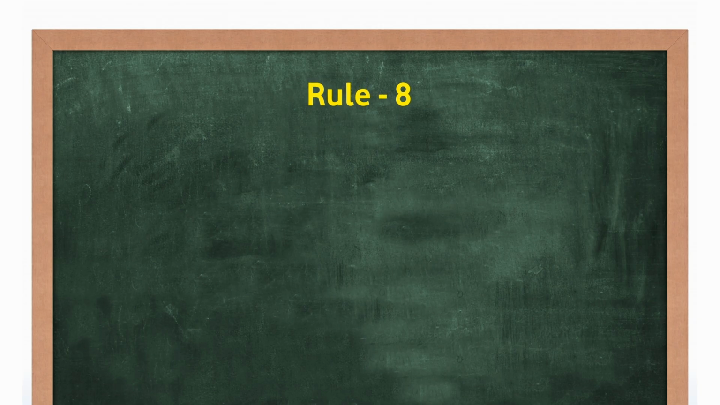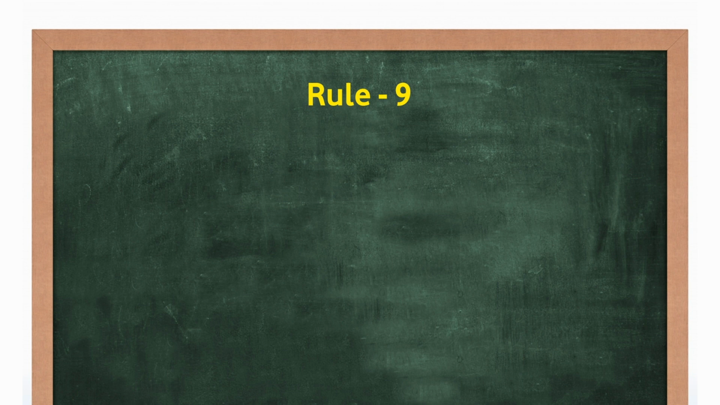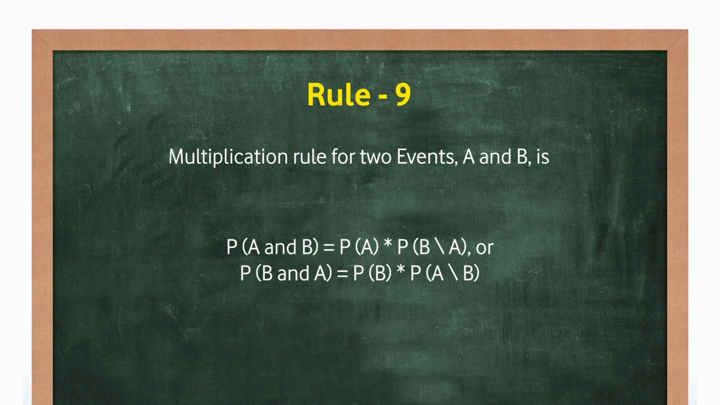So probability rules: rule 8, conditional probability for independent events A and B, is probability of A given B equals probability of A, and probability of B given A equals probability of B. Probability rule 9 is the multiplication rule of two events A and B: probability of A and B equals probability of A multiplied by probability of B given A, or probability of B and A equals probability of B multiplied by probability of A given B. So these are the different rules which are there.